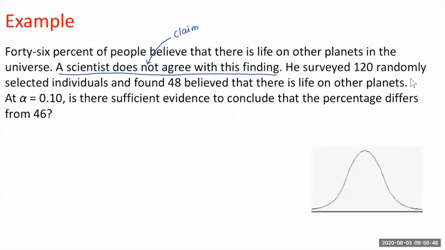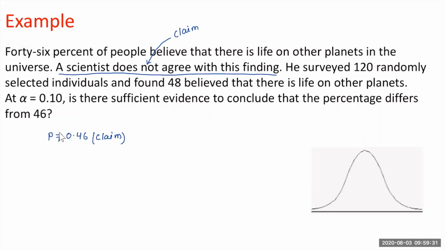She surveyed 120 randomly selected individuals and found that 48 believe that there is life on other planets. At alpha equal to 0.10, or 10%, is there significant evidence to conclude that the percentage is different from 46%? So let's see what is given. The scientist said she doesn't agree with that. So what she is saying is the proportion is not 46%. That is the claim. The finding was 46% believe there is life on other planets, but the scientist does not agree with that.